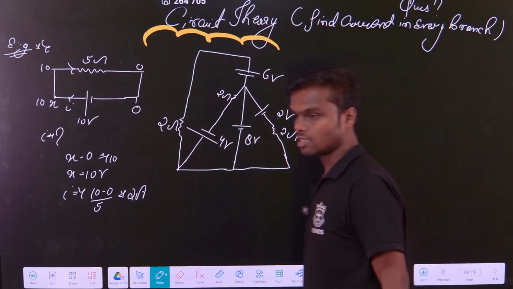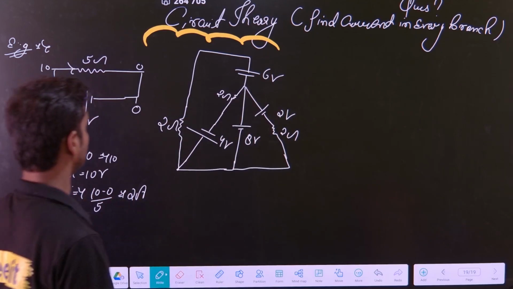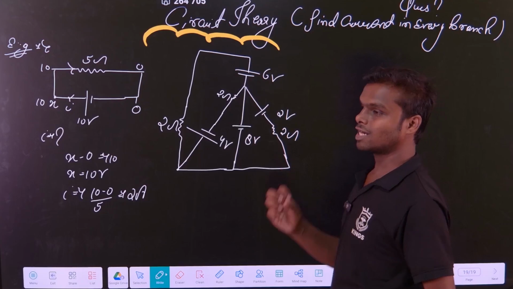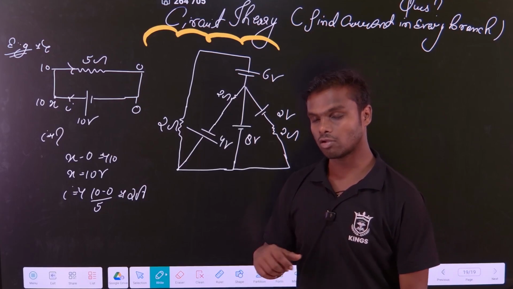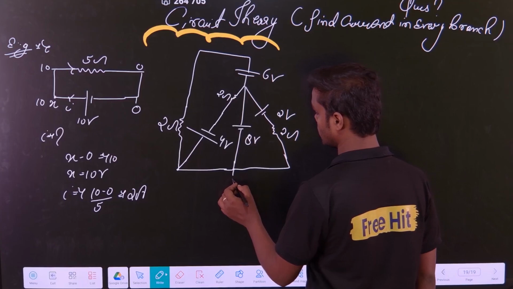Okay, so what is the approach? How to solve? Just take 0 at any one point on the circuit. So where will I take it? You can take it anywhere, but try to take it at the place where solving the circuit becomes easier. So I'm taking 0 here.